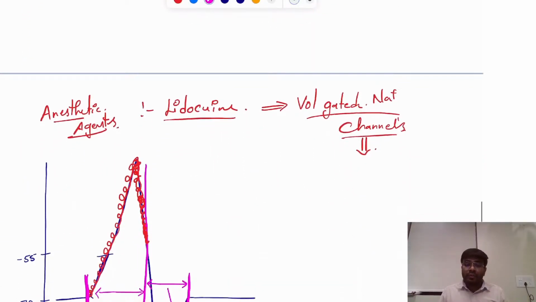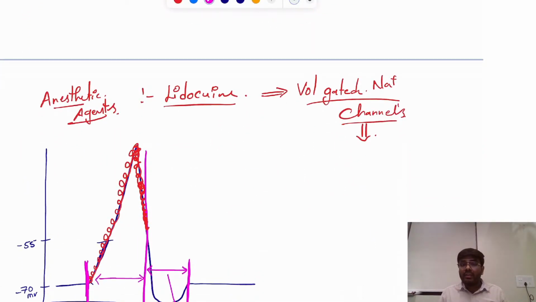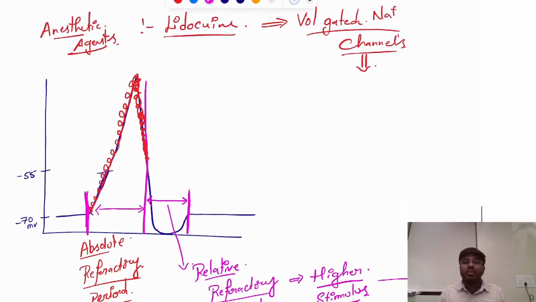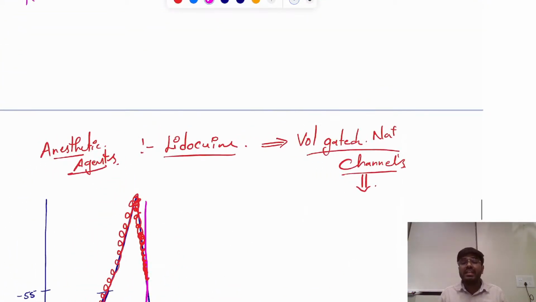And if you give anesthetic agents like lidocaine, what will they do? They will block the voltage gated sodium channels. If the voltage gated sodium channels are blocked, do you think action potentials can be generated? No action potentials can be generated.